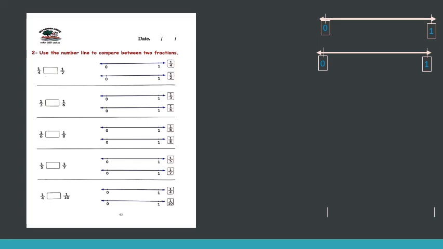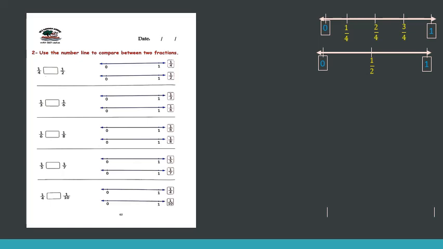If I want to represent 1 over 4, what will I do? I will look at the denominator, and the denominator here is 4. So I will divide the number line into 4 equal parts. The first part is called 1 over 4, the second 2 over 4 and the third 3 over 4. And on the second number line I will represent half. So I will divide the number line into two equal parts, and the first part is called 1 over 2.